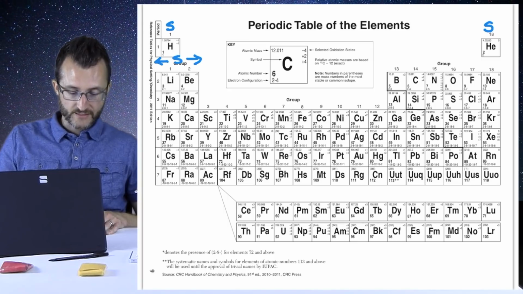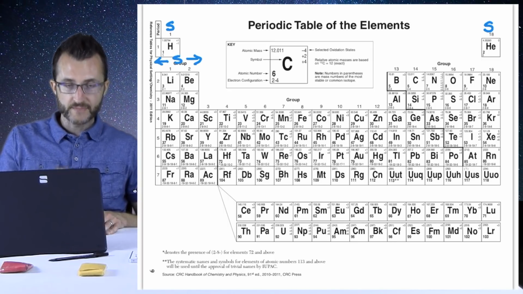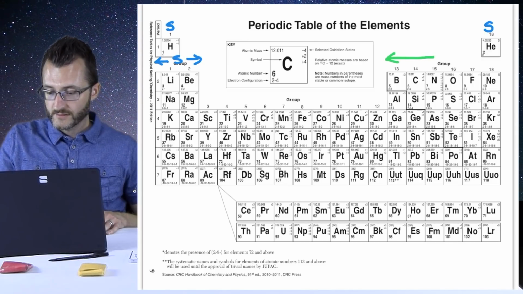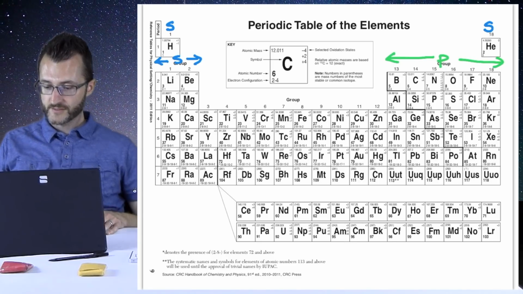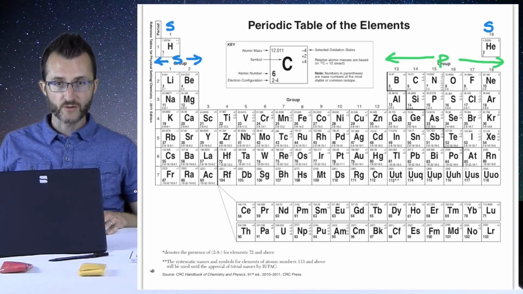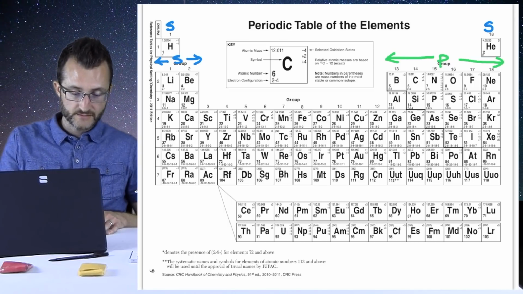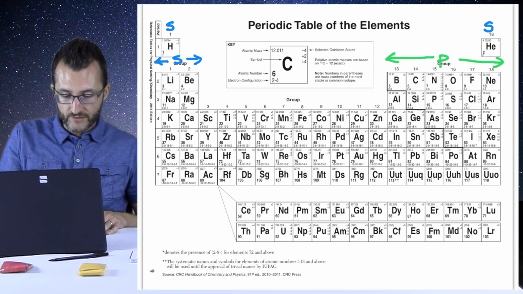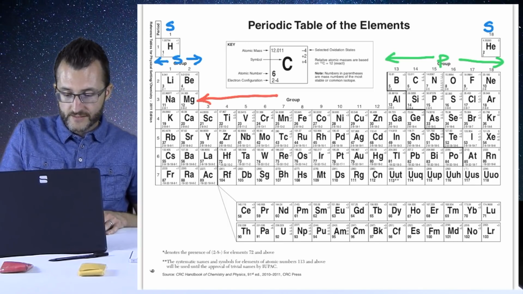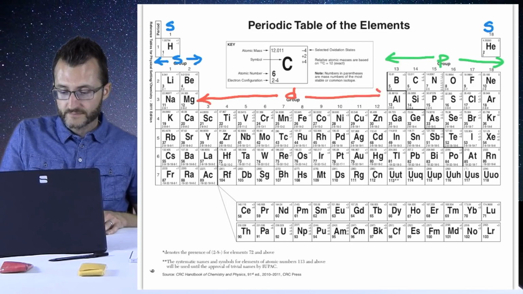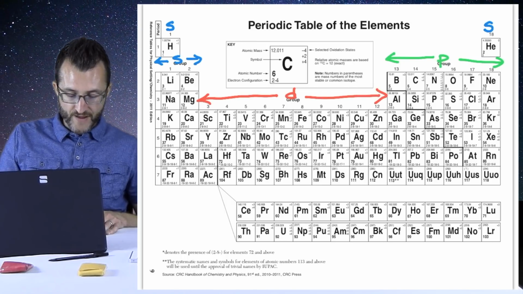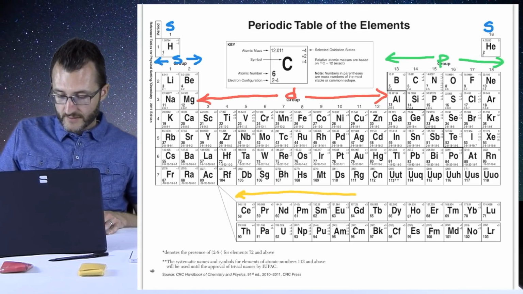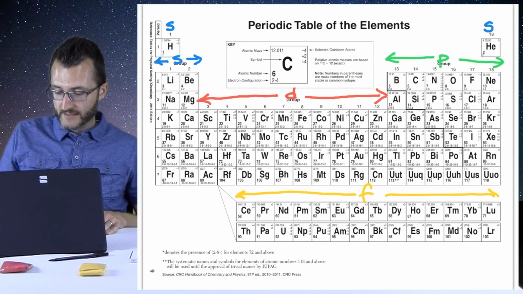Continuing on, let's look at the p block. The p block is the last 6 columns. So just above those 6 groups, label p. We're always filling up the p sublevel here. Continuing on, let's take a look at groups 3 through 12. This is called the d block. And finally, the very bottom, this is the f block.